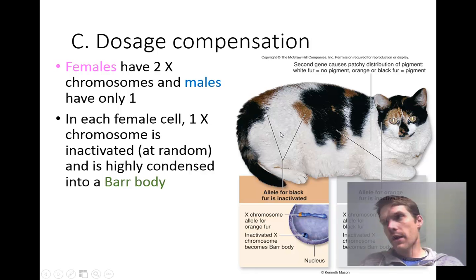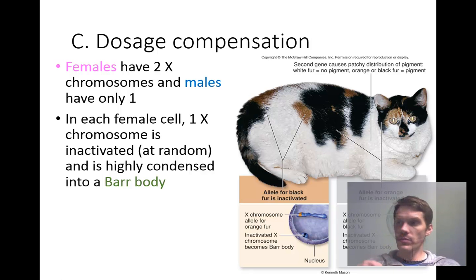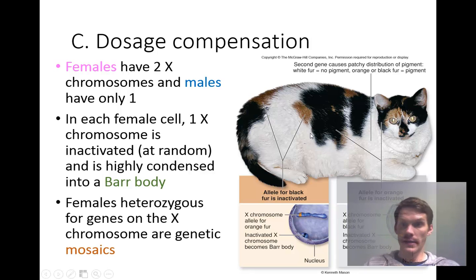And then another gene is controlling the non-expression, which would be white. What happens is one of those X chromosomes is inactivated and condensed, and it becomes what's called a Barr body. So all females are mosaics, meaning they are partly expressing something in some parts of their body and partly expressing something in the others.